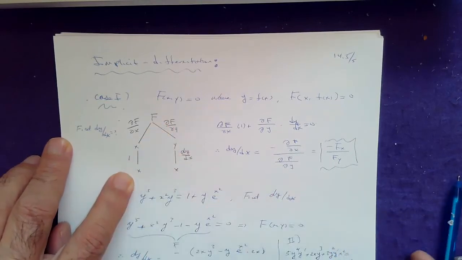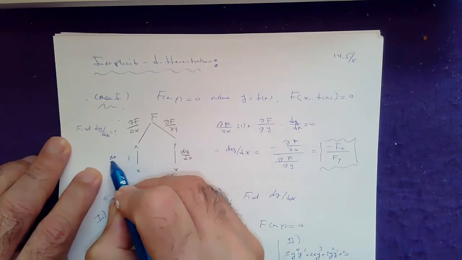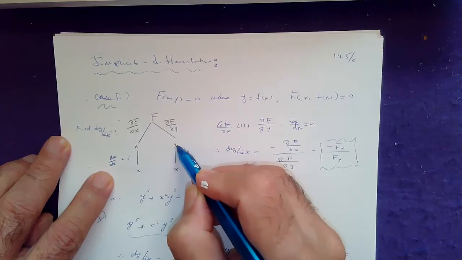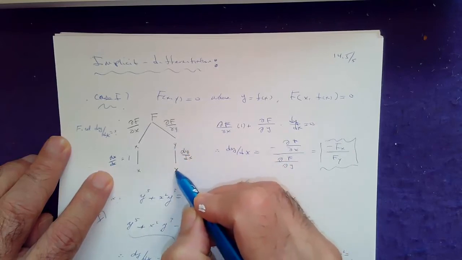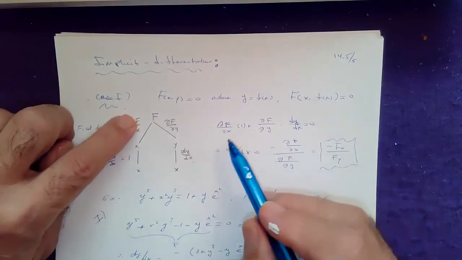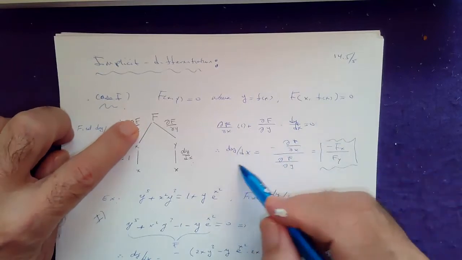To do this, what you need to do is take the derivative of x with respect to x, which is 1. Take the derivative of y with respect to x, which is dy dx. So therefore, because I'm trying to find dy dx.